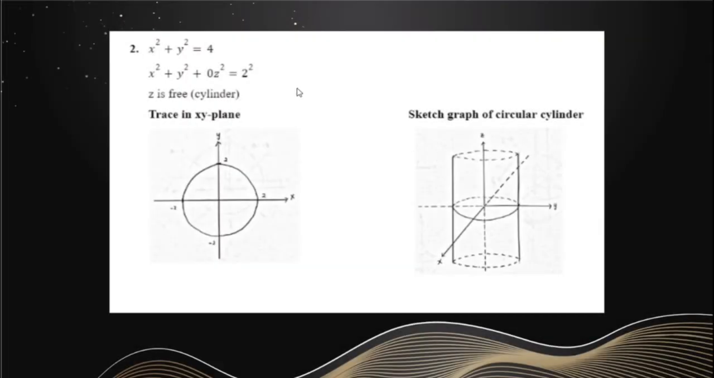For question number 2, x squared plus y squared equals 4. So we know that z does not appear in the equation, so z is said to be free. So it is a cylinder. Since z is free, we can just trace it in the xy plane. So it becomes like this. And this is the sketch of the graph of the cylinder.